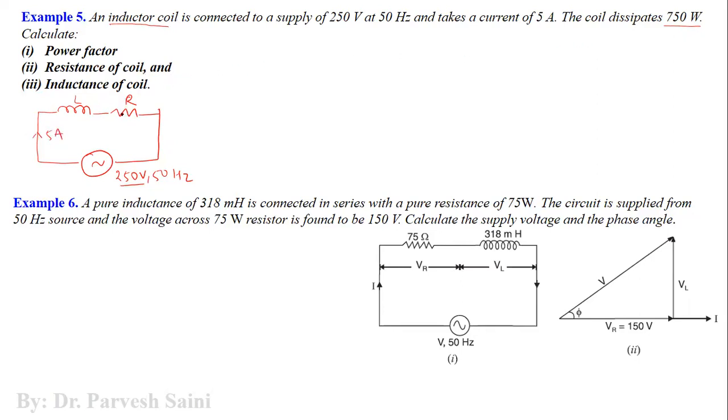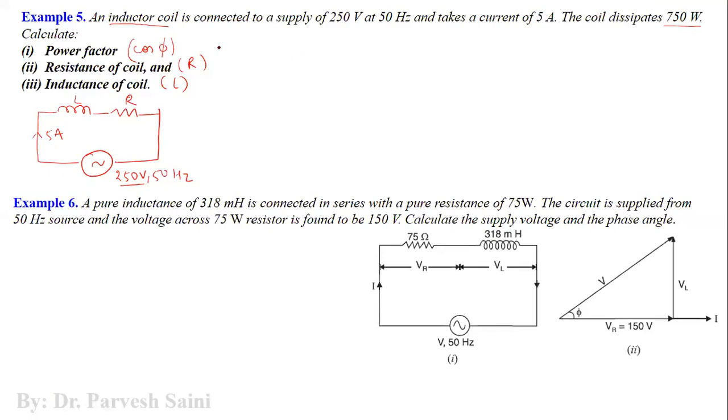Now why I'm saying that it is an RL circuit, because it is dissipating the power, and we all know that an inductor does not dissipate any power. So if the circuit is dissipating the power, that means it has some resistance connected with it. Now we have to find out the power factor. Power factor is nothing but cosine of phi. This is what we have to find out. R we have to find out, and L we have to find out. So let us see how we will calculate these parameters.